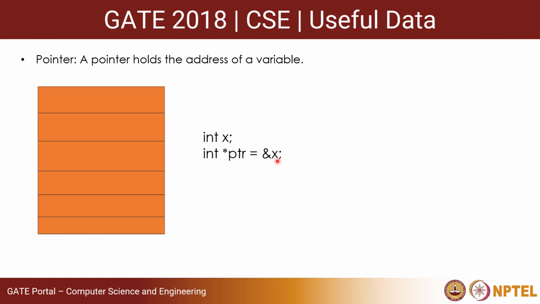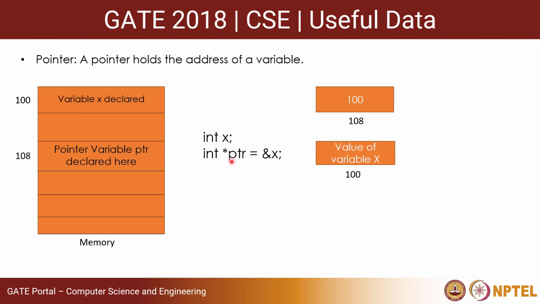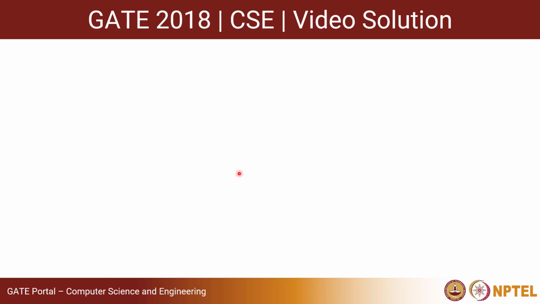Let's see diagrammatically. Let's say this is our memory. It is organized as an array of cells. Now when I declare variable x, let's say the variable x is declared at a location 100, or the address of the variable x is 100. Now when I declare a pointer, the pointer also occupies some memory, it's a variable. Now let's say the address of the pointer is 108. And when I write int star ptr equal to and x, it stores the address of x which is 100. So now we can say that ptr points to x.